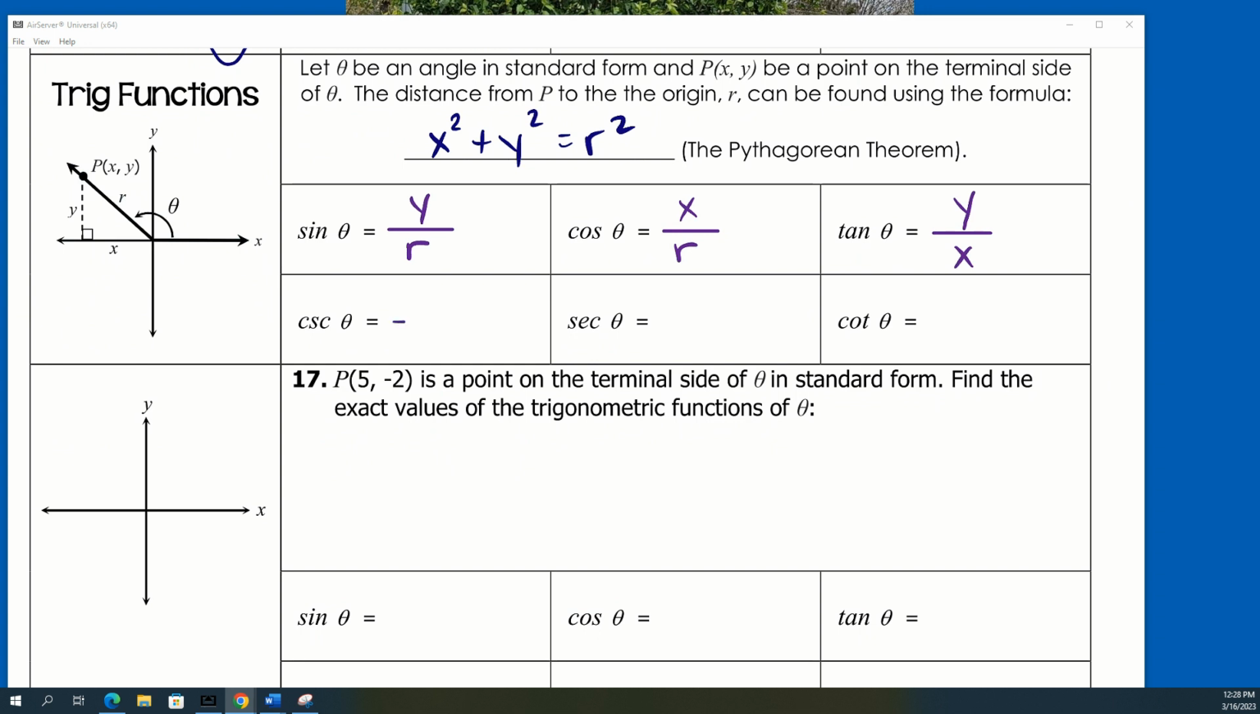Now, it is a new set of rules to remember, which is kind of frustrating, but I feel like using the x, y, and r rules is a little bit easier than doing the SOHCAHTOA rules. All right, and then the reciprocals, we'll just flip them over.